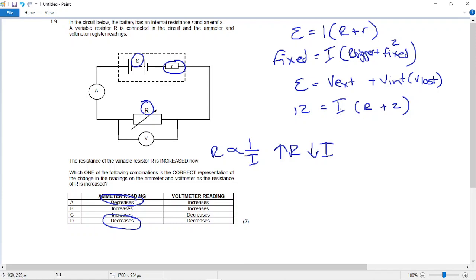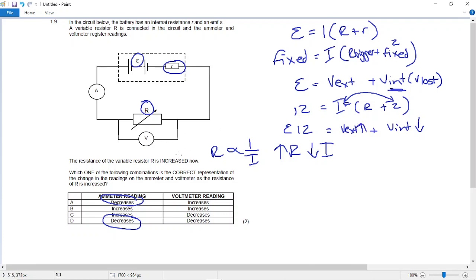If my current decreases, then what's going to happen is that my V internal is going to be a smaller number times this 2 here. So then my V internal is going to decrease. But my 12 here is fixed. My EMF is fixed. So if my V internal is going to go down, then my V external is going to go up.